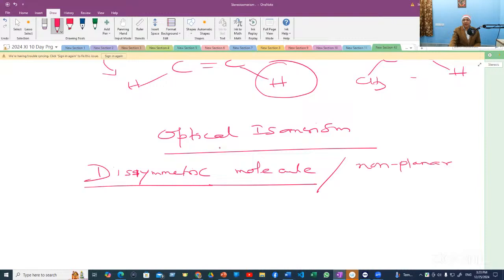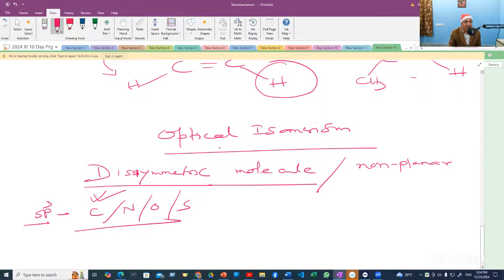They are non-planar. Double bond compounds are planar at the double bond site. So these need to have an sp3 hybrid carbon or nitrogen or oxygen or sulfur. And mostly we will be dwelling on carbon. But I will give you examples where sp3 nitrogen will also show optical isomerism. Oxygen also, sulfur also. You need an sp3.